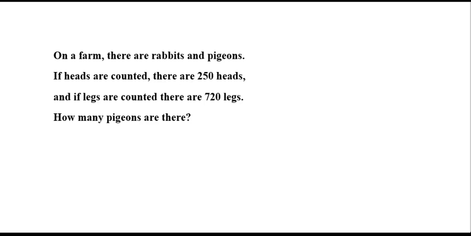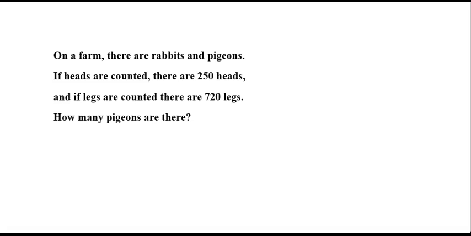In this video, I'm going to look at the two water problems and the strategies to solve them. The first one: on a farm there are rabbits and pigeons. If heads are counted, there are 250 heads, and if legs are counted, there are 720 legs. How many pigeons are there?